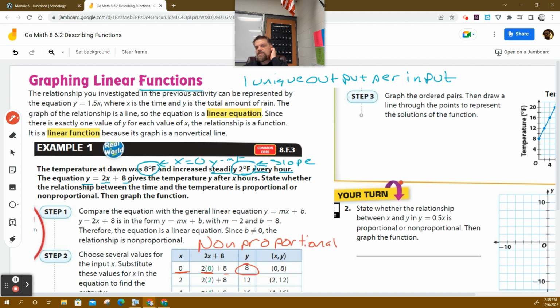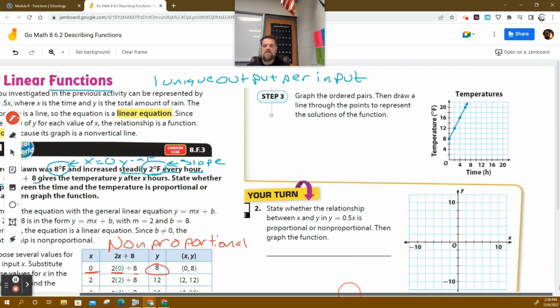But another thing you could do is graph the ordered pairs. So if we graph those points, they went through and they did all the math.